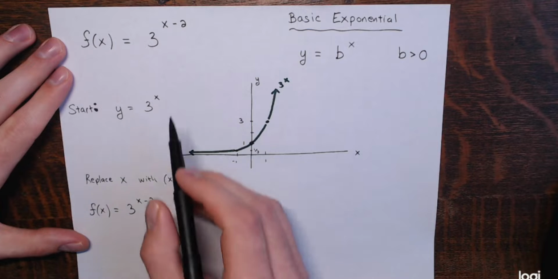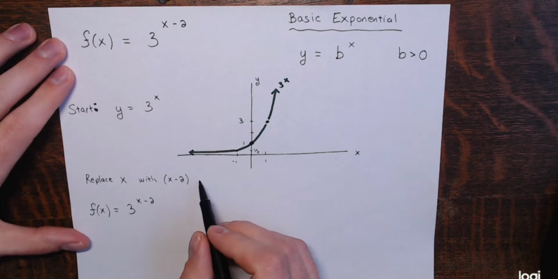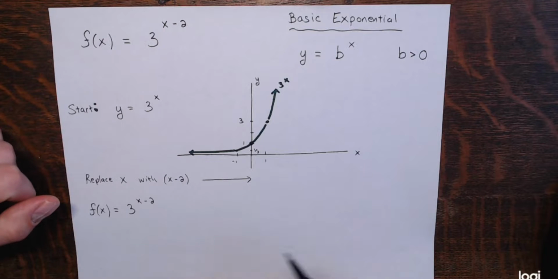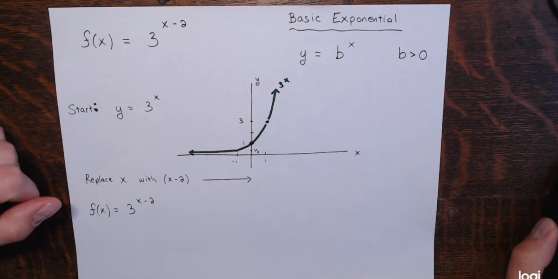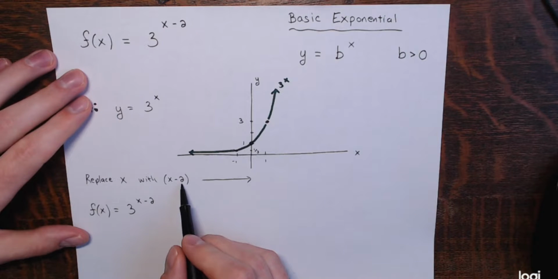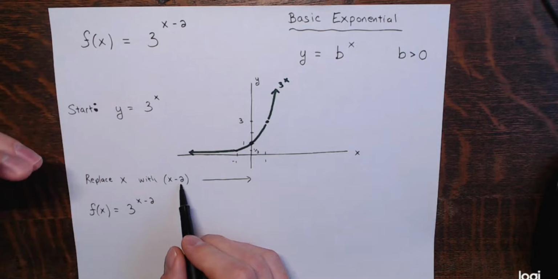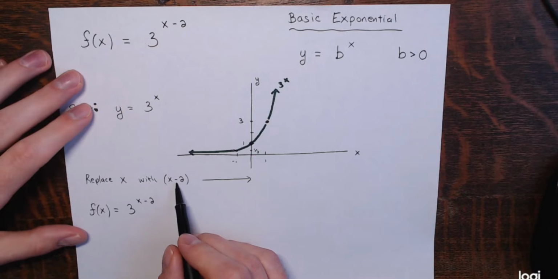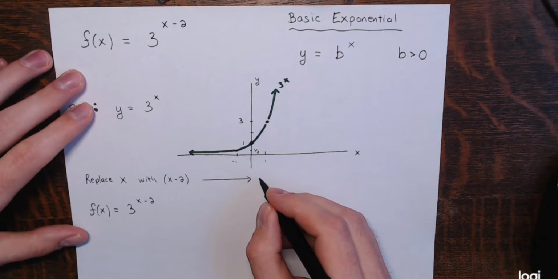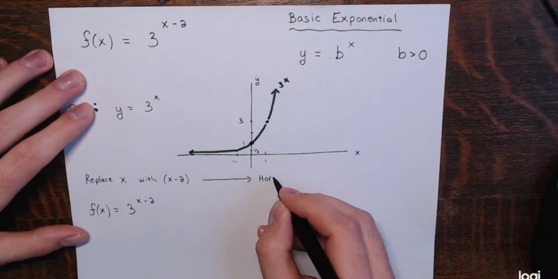Now, do you remember what transformation that causes? If I replace x with x minus h, if h is a positive number, it moves to the right. If h is a negative number, it moves left. Well, x minus h here, x minus 2, that's a positive 2. Replacing x with x minus h in the previous function gives me a horizontal shift.